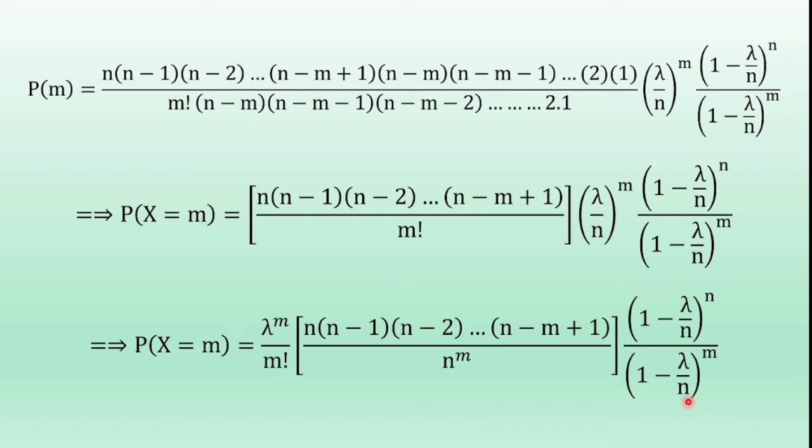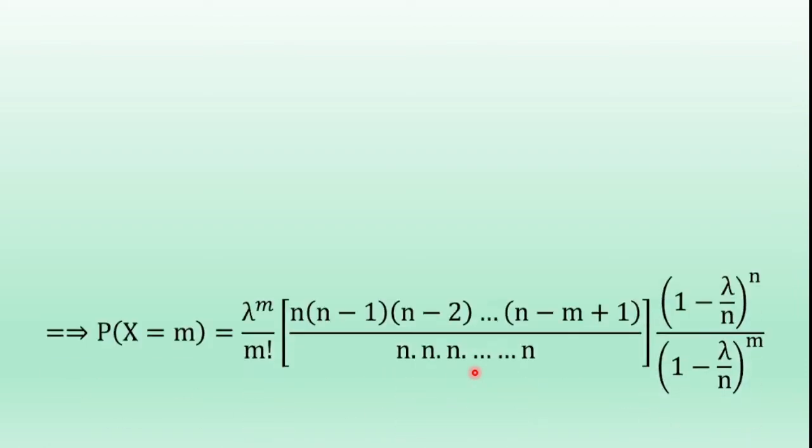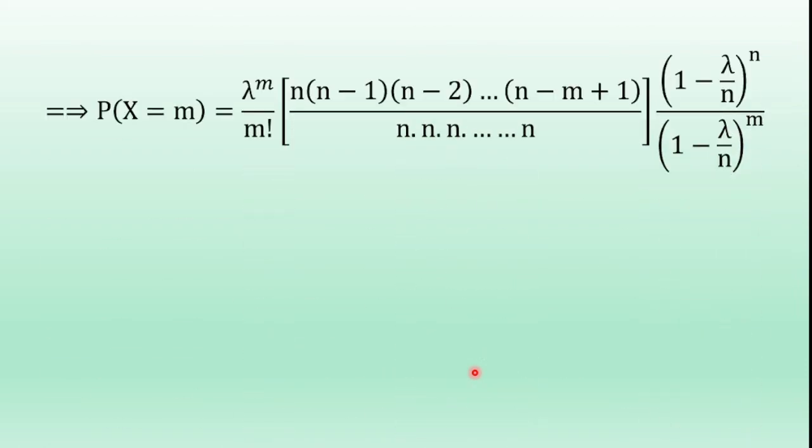Now there are m terms available in the numerator of the term within the bracket, so we divide each term by n power m. That n power m is n into n into n and so on, m times. So dividing each term within the bracket by n, we get 1.